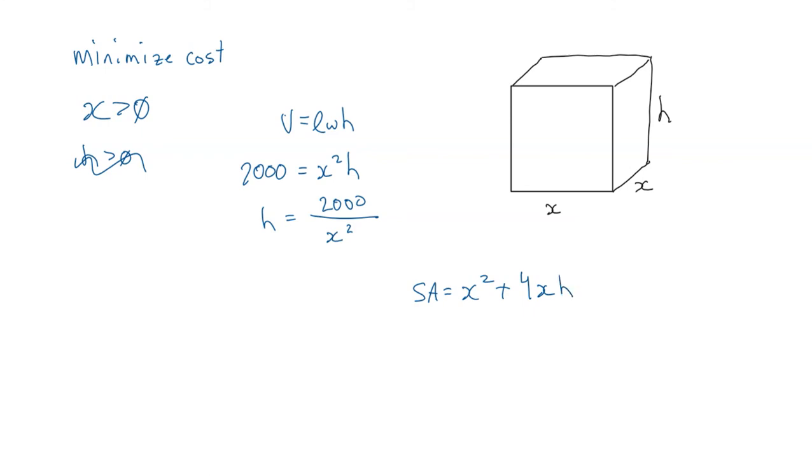And then we can sub in for h. But that's not the question. The question is minimize cost. And didn't I say that to minimize cost, you have to have an equation that says cost equals? So this isn't the equation that we want. How do we turn this into an equation for cost?